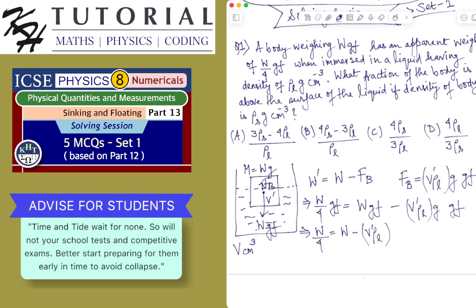Also, we know that since we have considered the total volume of the body to be V centimeter cube, the mass of the body is W gram. So W should be equal to the volume of the body multiplied by its density, which is rho S. This much gram. Weight W is equal to V rho S. Okay.